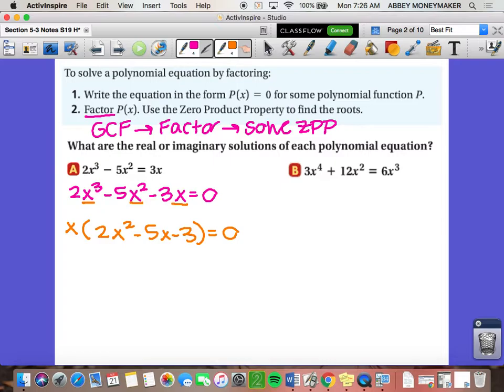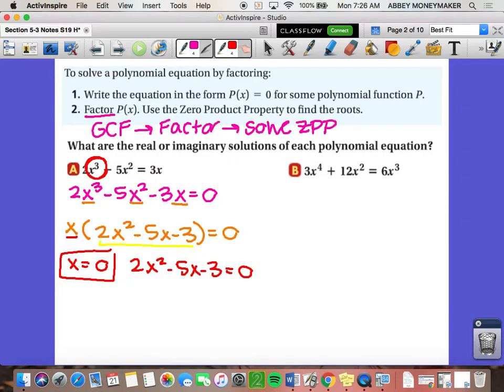From here, you can notice that I have a quadratic, and we spent a whole module dealing with quadratics. So we can go ahead and say that the x out front is equal to 0, and then the 2x squared minus 5x minus 3 is equal to 0. With x equals 0, I already have one of my solutions, but remember the fundamental theorem of algebra says your highest power tells you how many solutions you are going to have. Well, there's one of them. The other two are hidden in the quadratic.